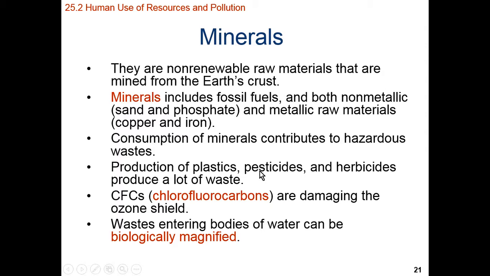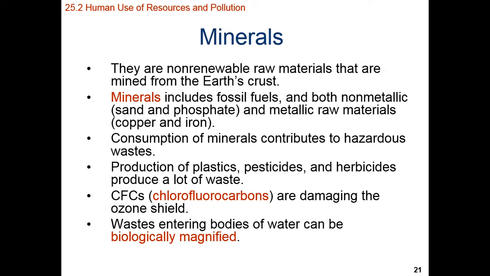As we produce plastics and pesticides and herbicides, as we produce these disposable materials, we have lots of waste being made as a downside. CFCs, or chlorofluorocarbons, are also being produced, and thankfully, within at least developed countries, the amount of CFCs being produced has been dramatically decreased.